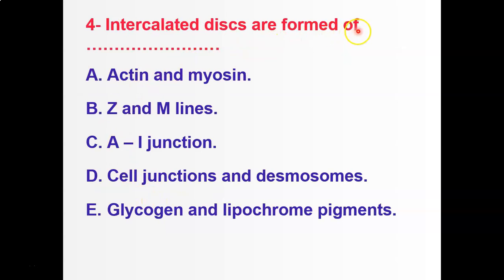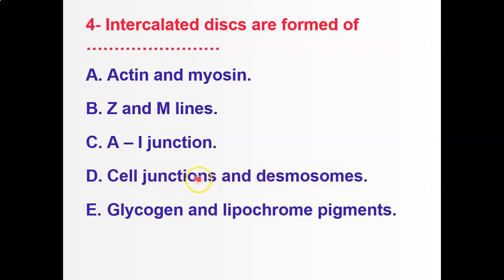Intercalated discs are formed of which type of junction? Yes, it is formed of cell junctions and desmosome. Namely, it is formed of occluding junction, desmosome, and gap junction. The most important one is the gap junction.